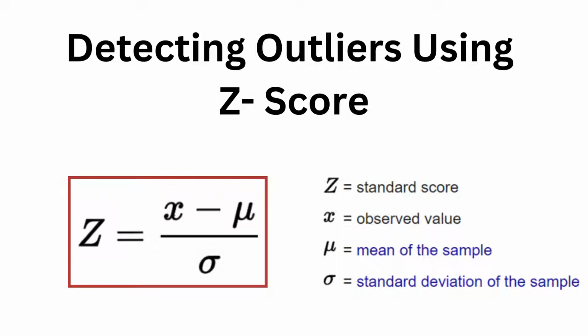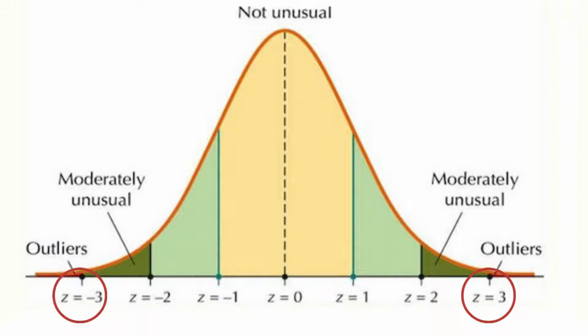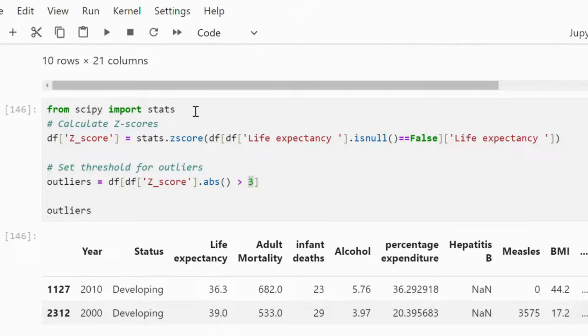Another popular method to detect outliers is using the Z-score. A Z-score measures how many standard deviations a data point is from the mean. Typically, data points with a Z-score greater than 3 or less than -3 are considered outliers. Let's calculate Z-scores in Python and detect the outliers.